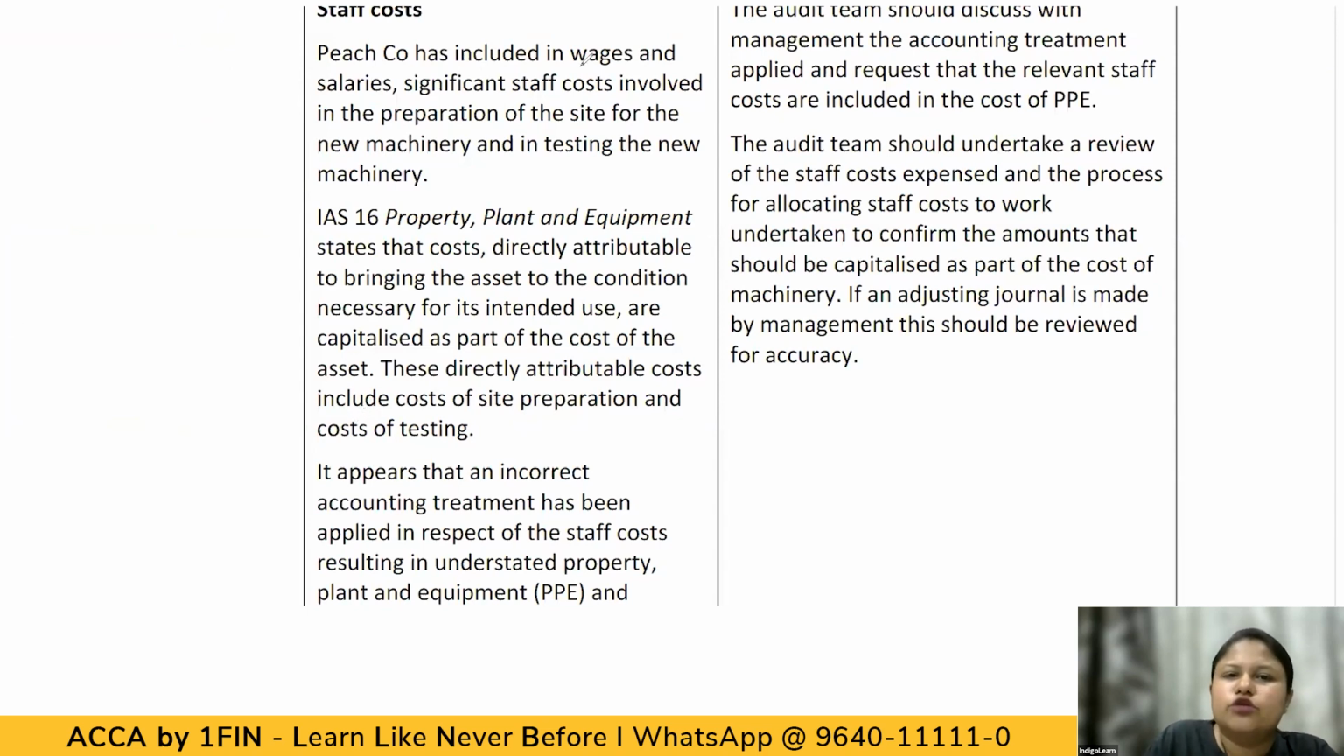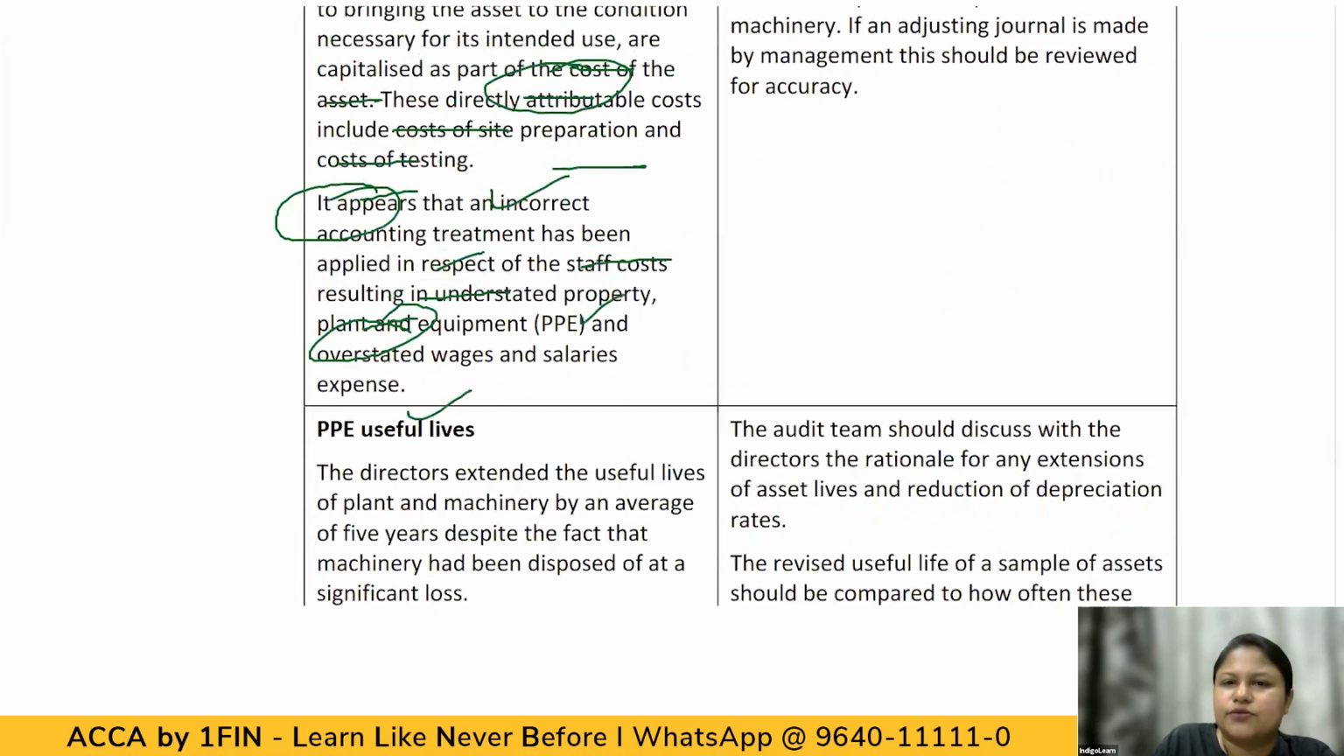The company has included wages and salaries, significant staff costs involved in the site preparation for the new machinery and testing of the new machinery, in staff cost. As per IAS 16 PPE, costs which are directly attributable to bringing the asset to the condition for its intended use have to be capitalized. Therefore, the cost of site preparation and the cost of testing, everything has to get capitalized.